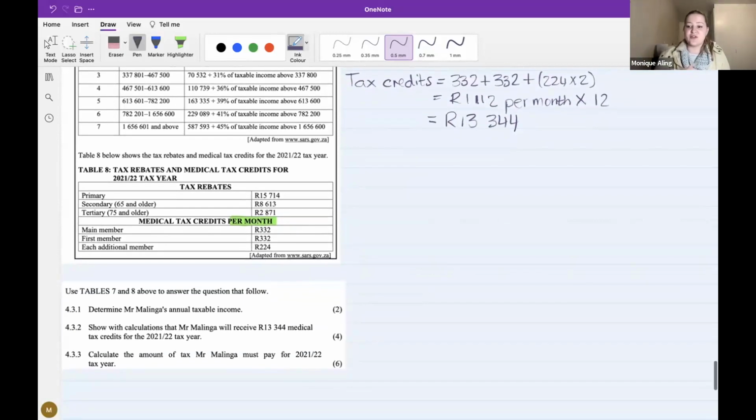And that's all you do with the medical tax credits. So rebates is just given to you straight. You just work out is a primary, secondary, tertiary. With medical tax credits, you see how many people are on this medical aid. You add up all the amounts and you times by 12 every single time. That's how the medical tax credits work.